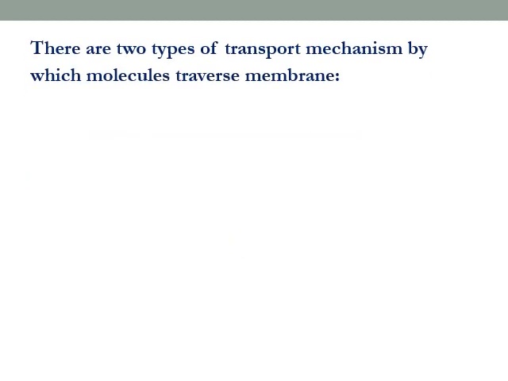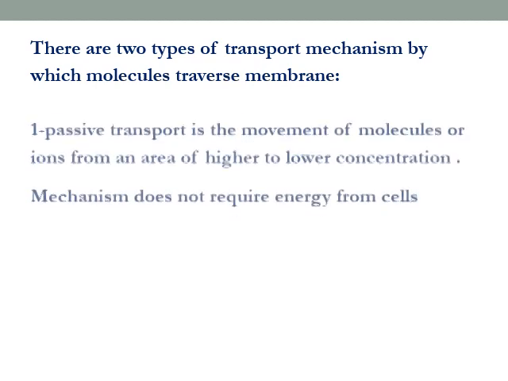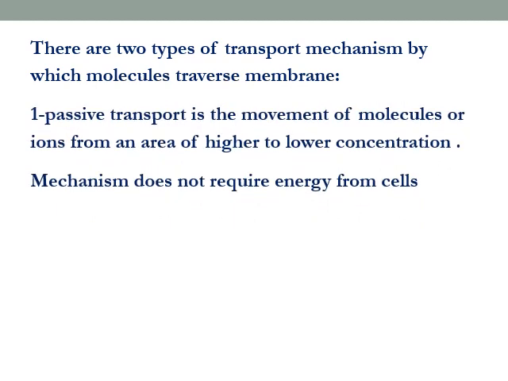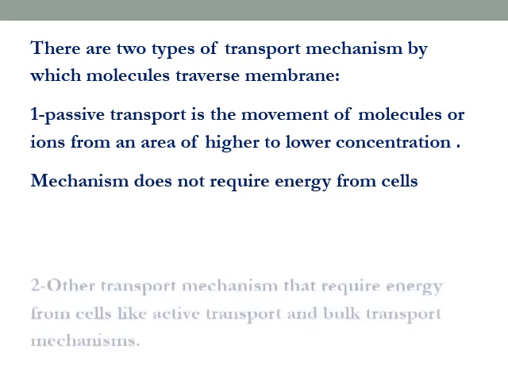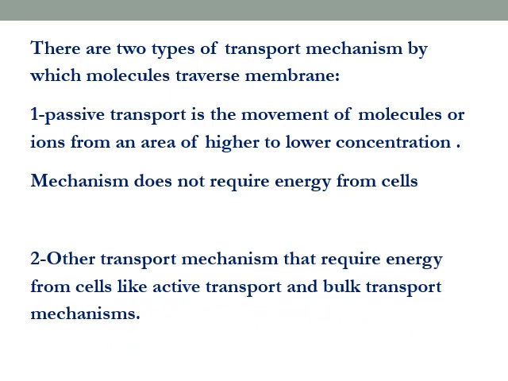There are two types of transport mechanism by which molecules traverse membrane. The passive transport, which is the movement of molecules or ions from an area of higher to lower concentration، أي انتقال المواد من المناطق ذات التركيز العالي إلى المناطق ذات التركيز الواطئ. This mechanism doesn't require energy from the cell. And other transport mechanisms require energy from the cells, like active and bulk transport mechanisms.